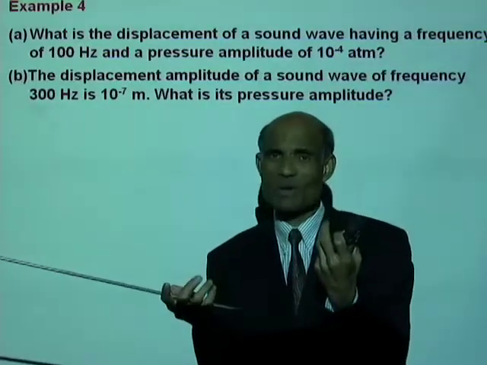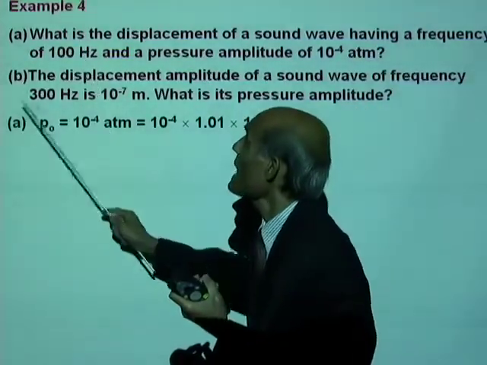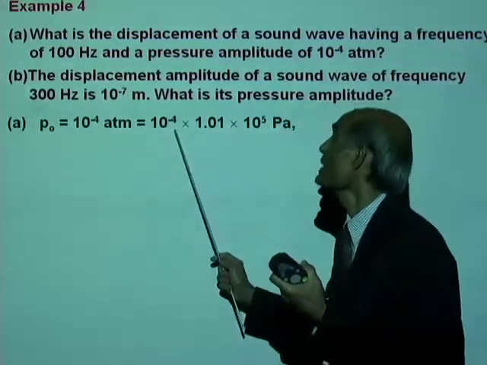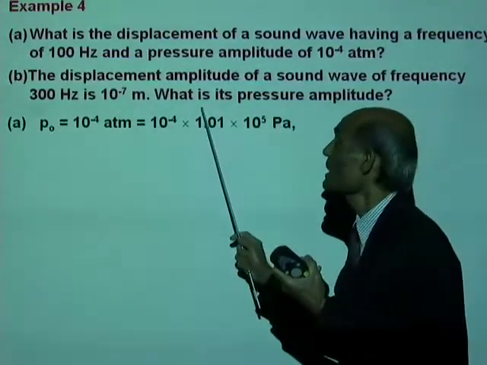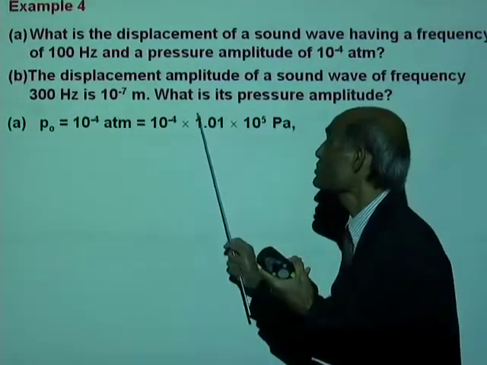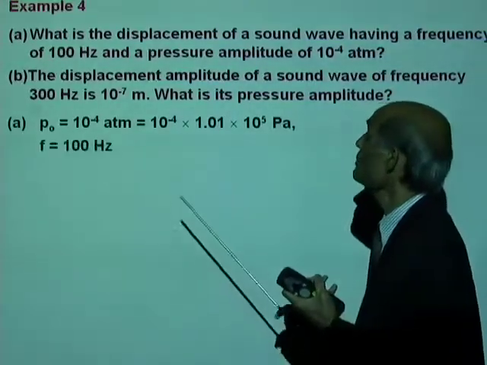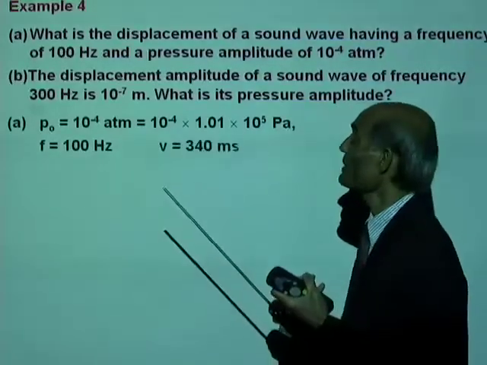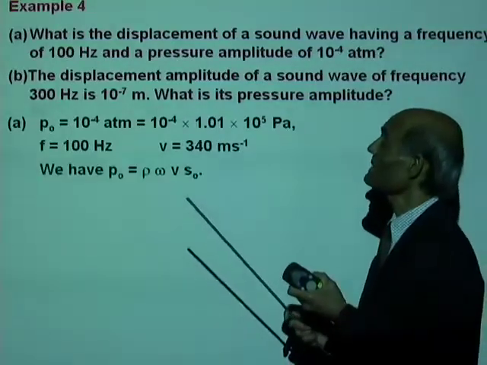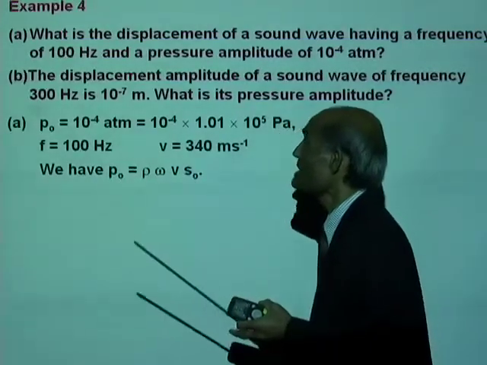Well, I don't think you remember that equation I gave you. Let's pick the data. Pressure amplitude in part A is 10 to the -4 atmosphere, which when converted to Pascal, remember, atmosphere can be converted to Pascal by multiplying by this. This is 1 atmosphere in Pascal. So we know we have P0, we have the frequency 100 Hertz, we have the speed as 340 meters per second. And this is the relation between pressure amplitude and displacement amplitude.